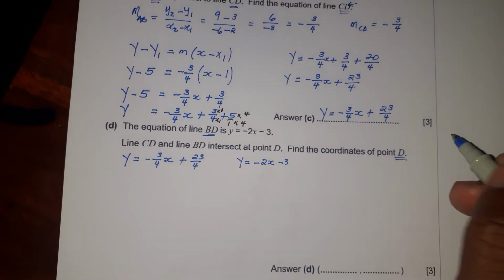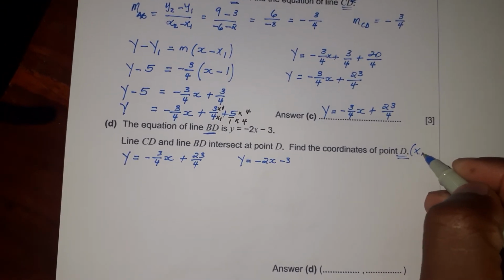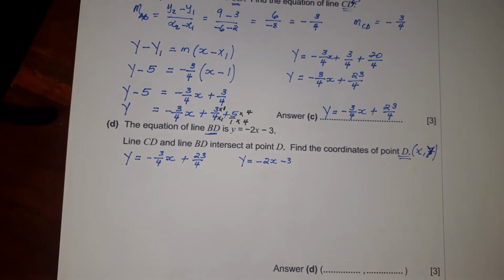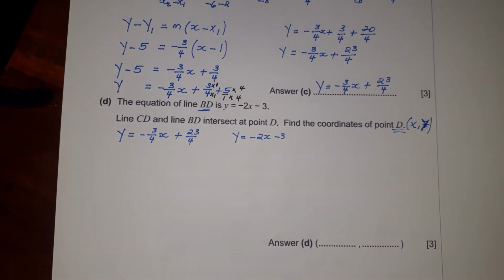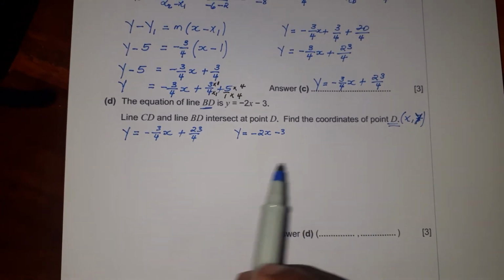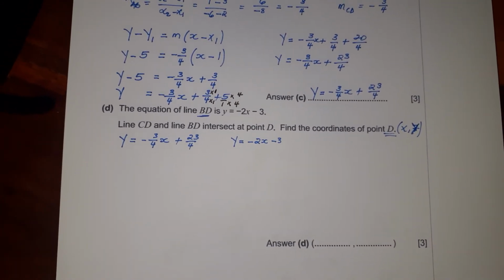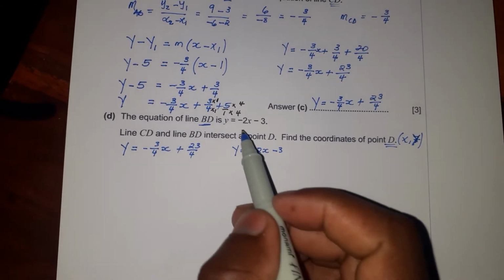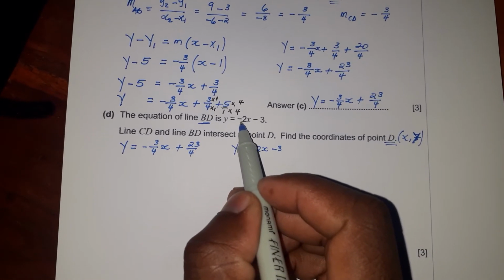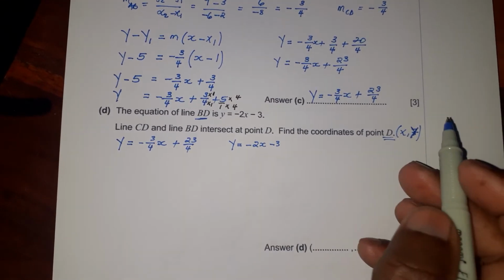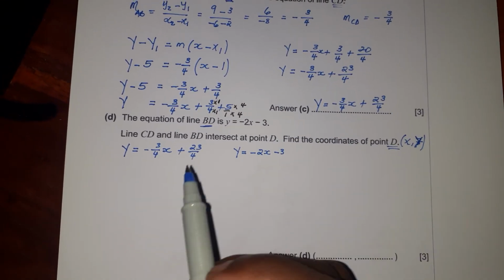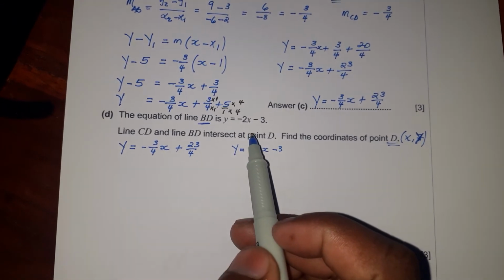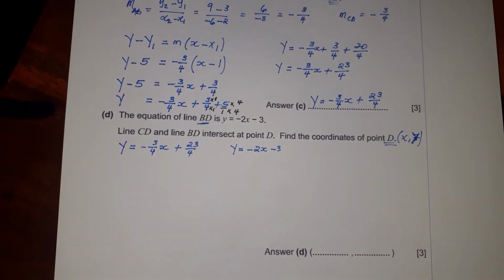Now this point D, we need to find the x value and the y value. Now in order for us to find those two values, first, since we are given this equation, y is equal to negative 2x minus 3, we have to get the x coordinate and then we substitute in the place of x. And then we are going to get the y value.